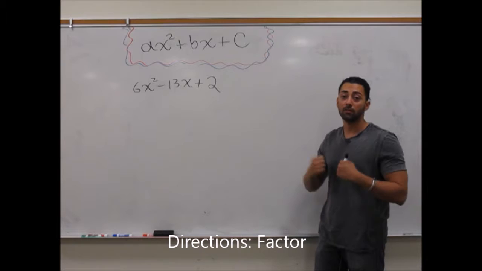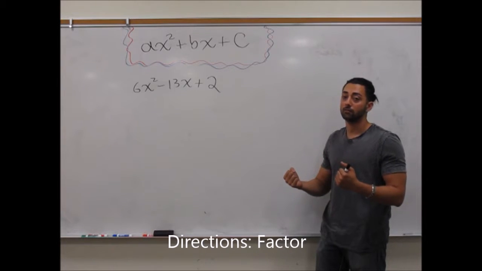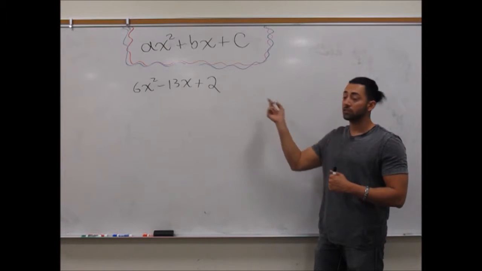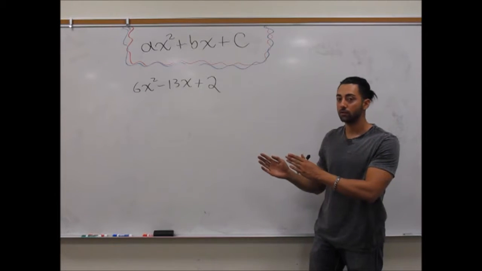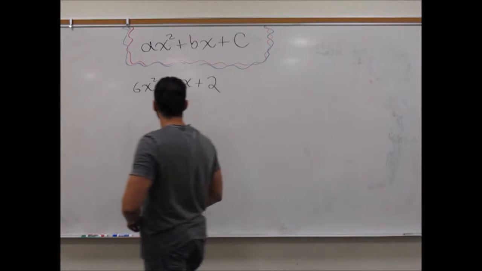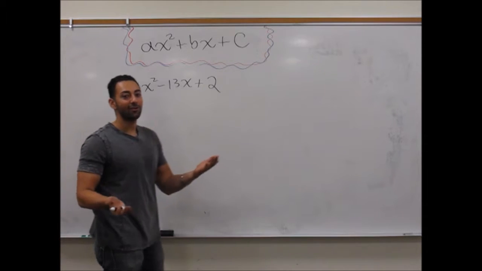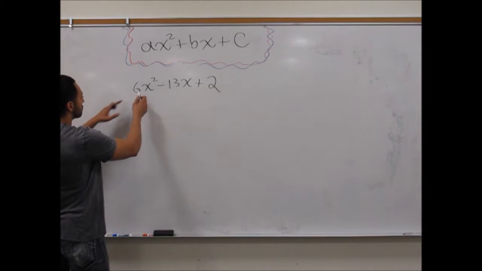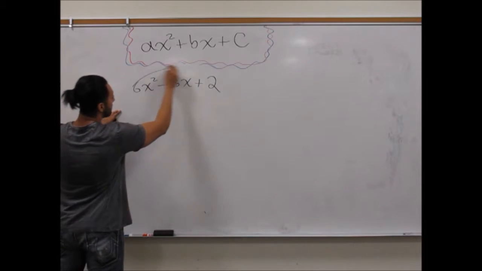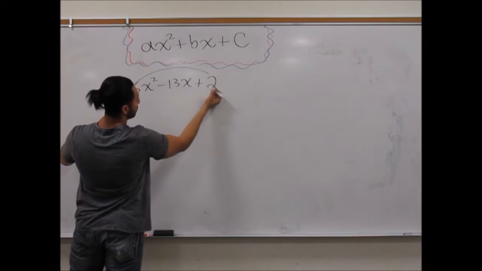See if we could pull the GCF out before we do the throwback method. 6, 13, and 2, we can't pull the GCF out of that, so we're just going to jump straight to doing the throwback method. This is just something that I call it. So we're going to take the 6, throw it back, and multiply it with the 2.